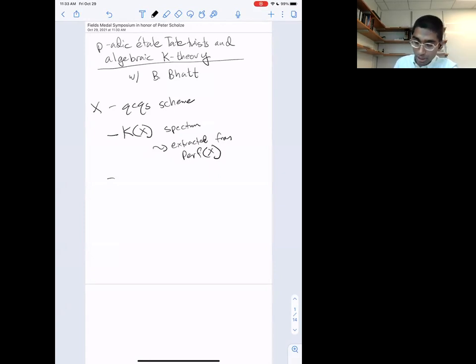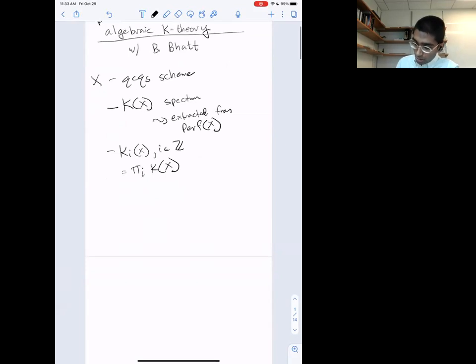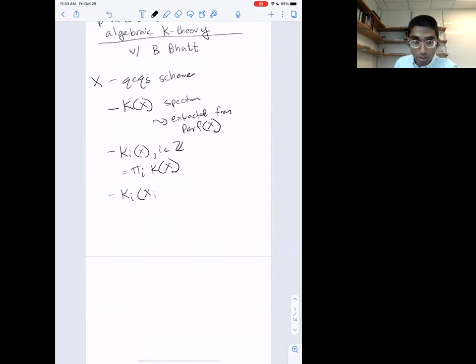And so we can assign some groups K_i of X, for i an integer, and these are the homotopy groups of this K-theory spectrum K of X. And also, I want to consider the K groups with mod m coefficients. So K_i of X with Z/m coefficients is π_i of the spectrum K of X mod m.